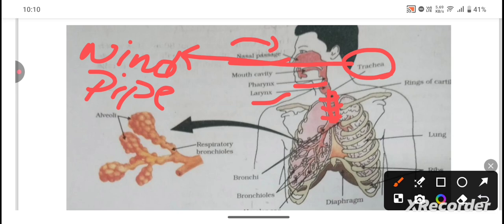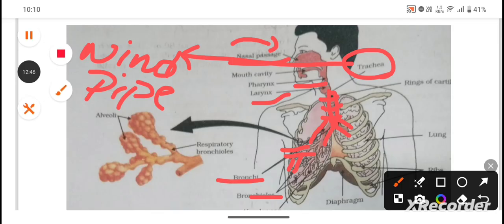And from the trachea, it will be divided into two branches known as bronchi, and the bronchi are further divided into small branches known as bronchioles. At the end of the bronchioles, you can observe the pouch-like structures known as alveoli. So the alveoli are the basic functional and structural units of the lungs, which means without alveoli, the lungs have nothing to do. So alveoli are the sites of gaseous exchange.